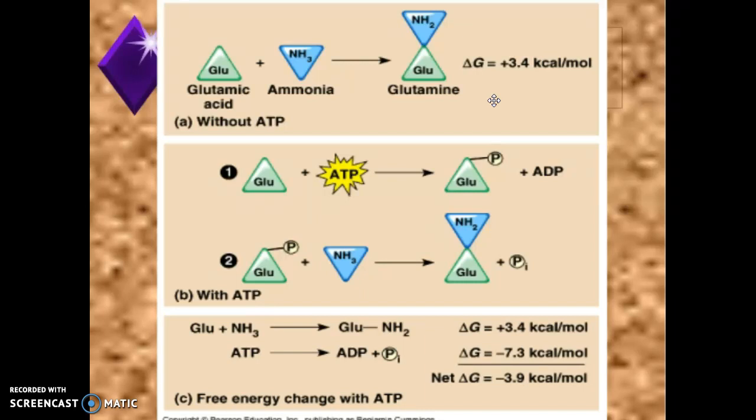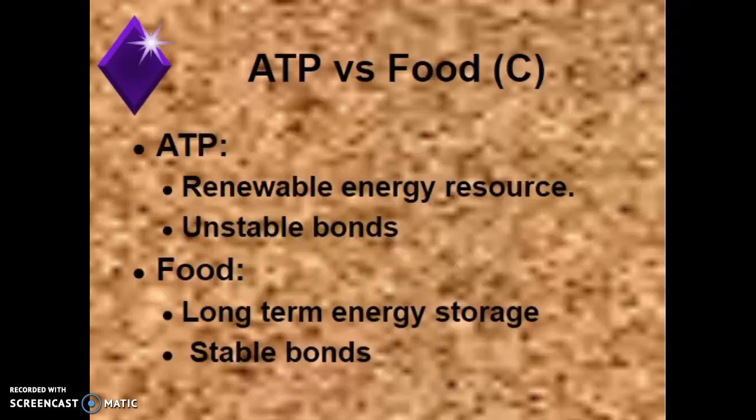In box B, you can see that we've used ATP to activate that glutamic acid, and that takes energy. There's our plus 3.4 kilocalories per mole. But we also, through the process of splitting ATP into ADP, make up some ground. So we end up with a net delta G that's negative, which is going to mean this reaction is going to happen spontaneously. So we've lowered our activation energy, we've pushed the reaction forward.